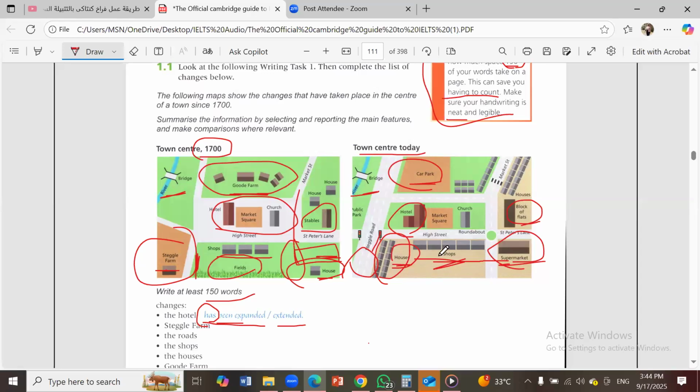Yes, okay. Can we say that the shops are reconstructed? No. Yeah, I think we can. Yes, we can. The size and the number of the shops on the high street was increased. They built new shops, or new shops are built.